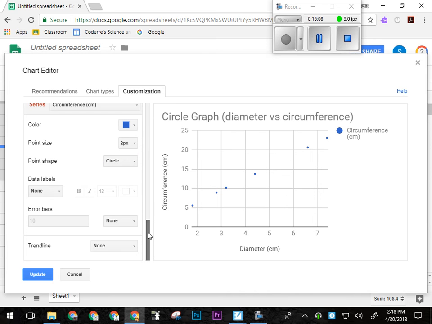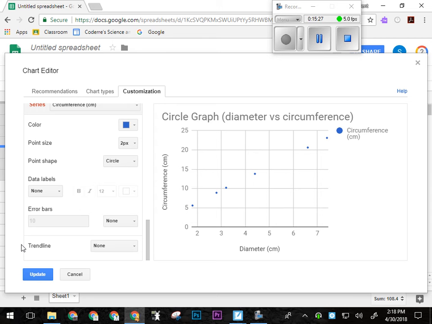If I scroll all the way to the bottom, you'll see that it says trend line. That means putting a line on your graph. In Science 10, we don't connect the dots on a graph. It's not going to make any pretty picture hidden in the dots or anything like that. We just want to get a best fit line.